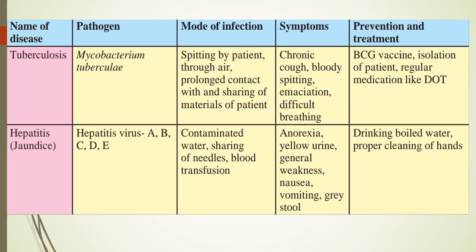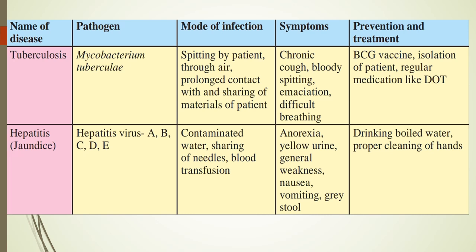The first is tuberculosis. The pathogen for it is Mycobacterium tuberculosis. Mode of infection: spitting by the patient through air, prolonged contact with, and sharing of materials of patients. If a healthy person is in contact with that infected person, or is using the things of that infected person, the healthy person may also get that disease.